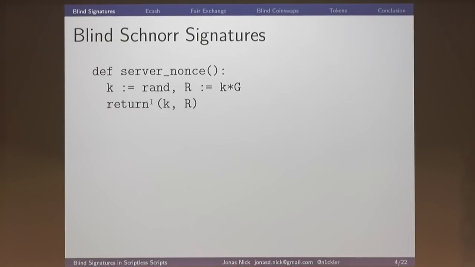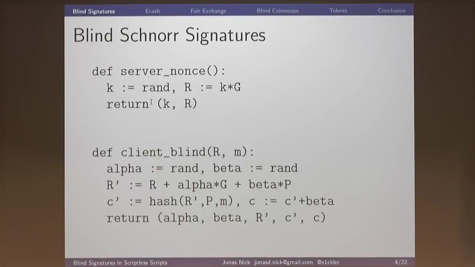The first difference is that the creation of the nonce and the signing are now two different algorithms. First here we just create the public nonce R. Then the server gives this nonce to the client, and the client creates a challenge from that. It does so by first getting two random values, alpha and beta, and then computing a new nonce from the old one. The old one was R, the new one is R prime, by adding alpha times G and beta times P.